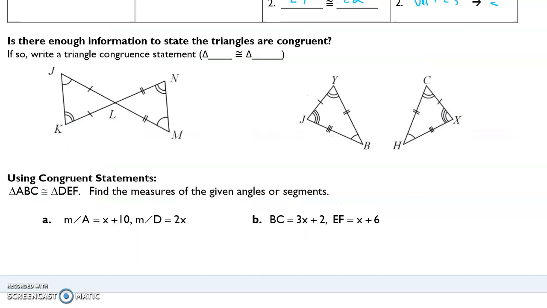All right, so these first two problems here are set up to help you understand what represents congruence and what doesn't. So take a couple of seconds here and determine whether there's enough information. If there is, write a triangle congruence statement. If there's not, just write not enough info. If you finish that before we unpause here, then look at the bottom, I should say, and see, can we set up any information based on the congruent statement that we have here?